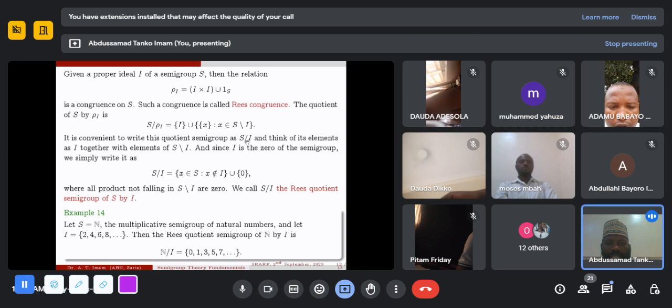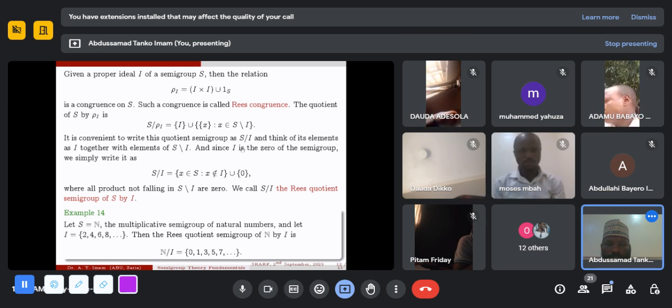And I here, one should see it as a congruence, not a subset of S. Think of the elements of the semigroup as I together with the elements of the complement of I, because that is what the elements are. I is one element of the quotient semigroup, and then the remaining elements of the complement of I form singleton classes. And so that is how we think of it.